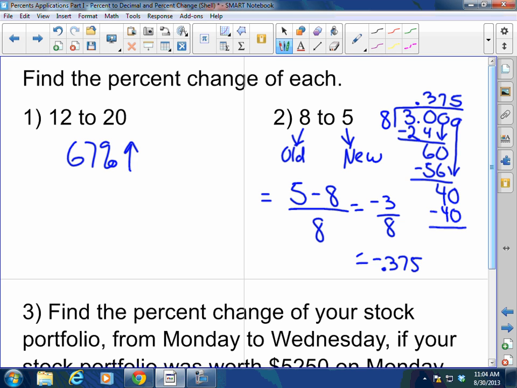So you're going to move the decimal 2 places to the right or multiply by 100. So that is going to equal negative 37.5%. And that is a percent decrease. Why? Because it's negative.